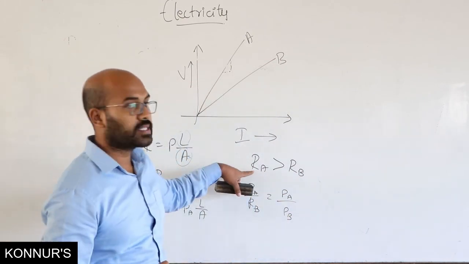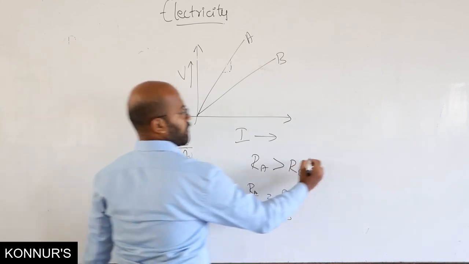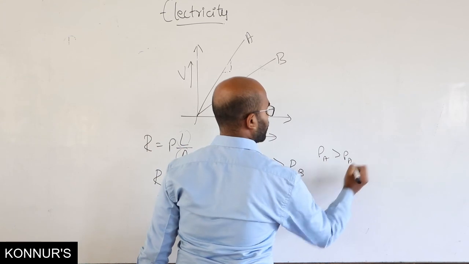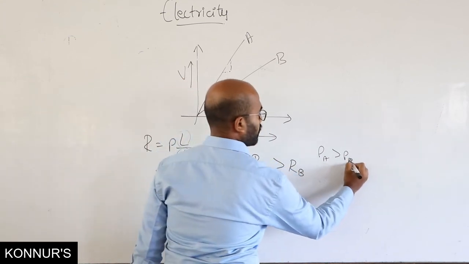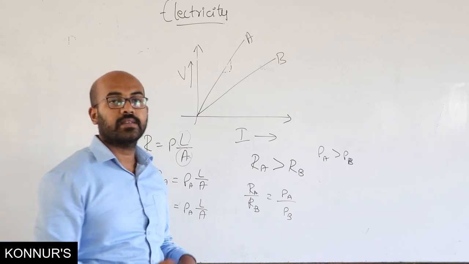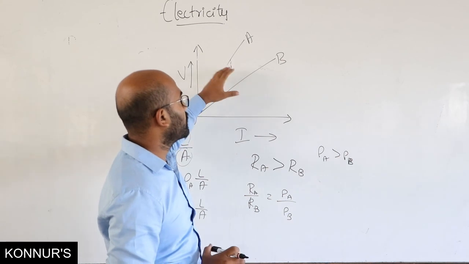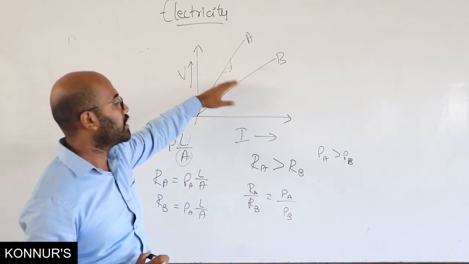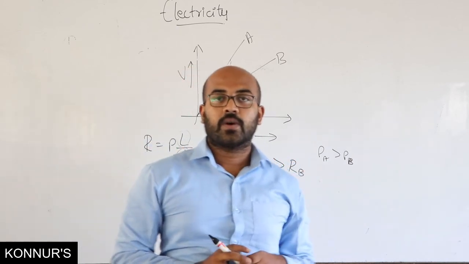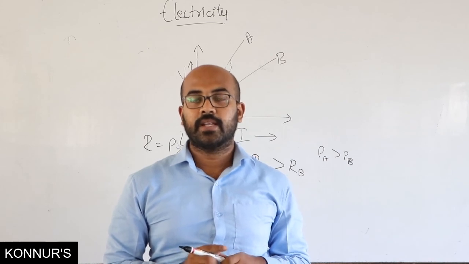So we know that resistance of A is greater than resistance of B. Hence, the resistivity of A is greater than resistivity of B. So whichever material is having higher resistance will be having higher resistivity. So whichever material or whichever slope is more, the resistivity will also be more. So I'll be solving some more problems related to electricity in the coming classes.